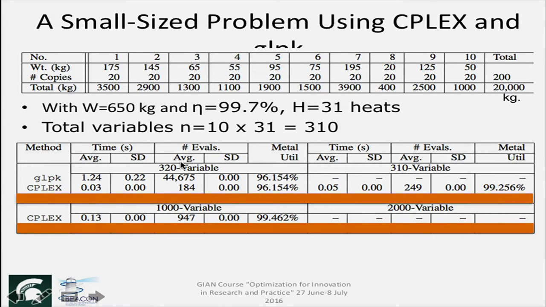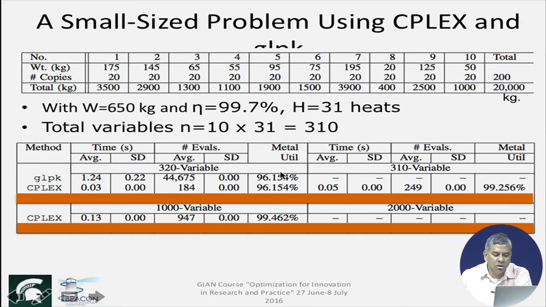That's very unusual in optimization. When you increase the number of variables, it gets harder. But here it's a resource allocation. By increasing the variables, I'm saying I give you a lot more flexibility now to get a solution. And look what happens. It gets it in 1.24 seconds on an average time. And I did, I think, 10 different runs, and these were 0.22 seconds of standard deviation in time. So pretty consistent results. And this is the total number of evaluations needed to get to that solution with 96.15%.